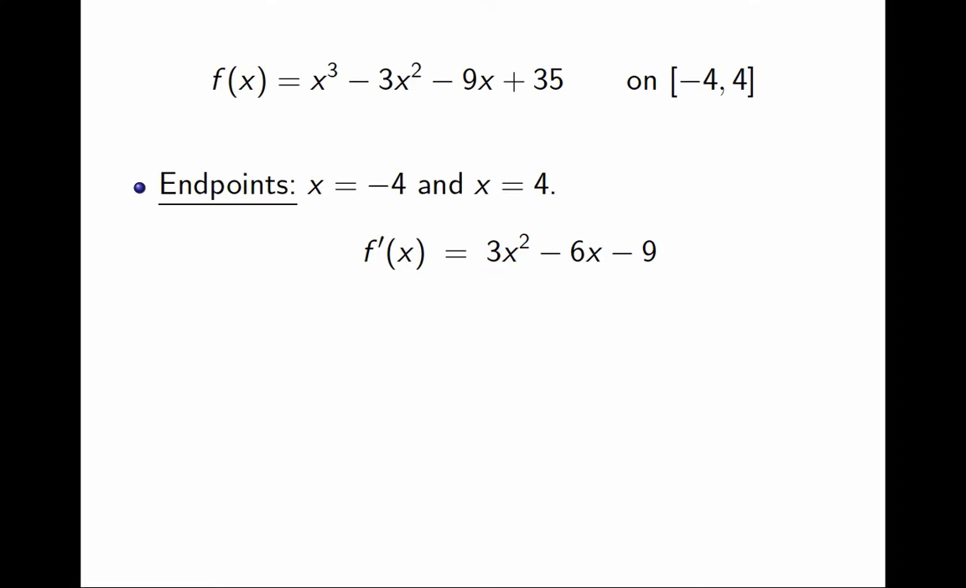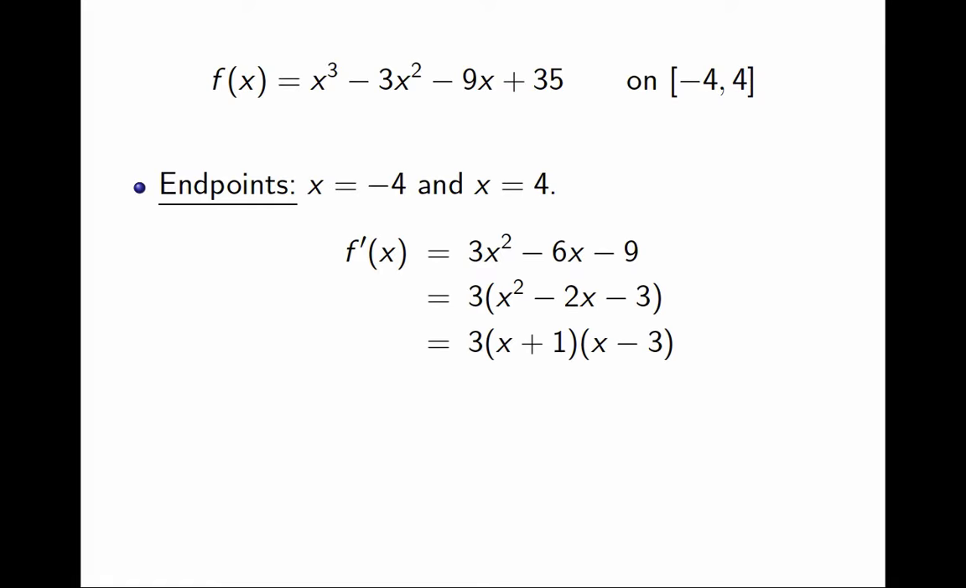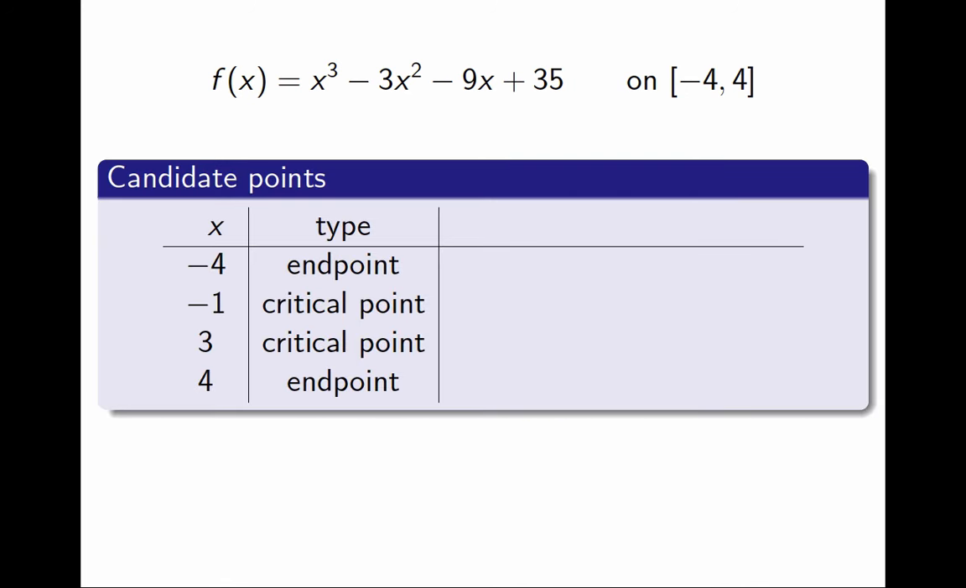I can factor a 3. And I can further factor this as x plus 1 times x minus 3. To factor, either guess and check or use the quadratic formula, as you prefer. So the critical points are minus 1 and 3. That's it. That's all the points I need. I have 4 candidate points. To figure out which one is the maximum and which one is the minimum, we evaluate f at them.